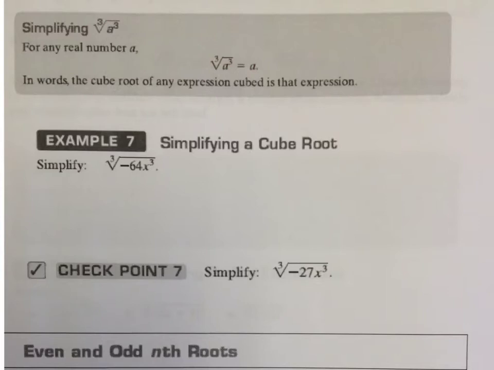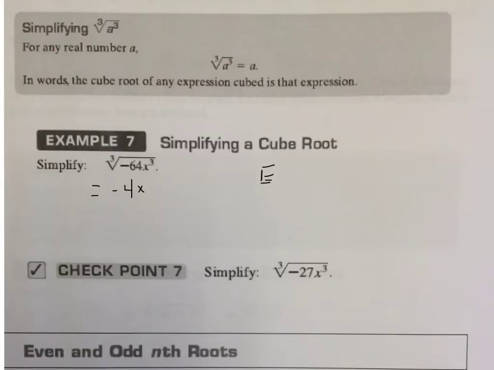So let's look at example 7. You've got the cube root of negative 64x cubed. If you remember back from part 2, your common cube roots, the cube root of 64 is 4. And so we can do a cube root of a negative number. Our answer is going to be negative, the cube root of 64 is 4, and the cube root of x cubed, the cube root cancels out with the power of the cube, so it's going to be negative 4x.